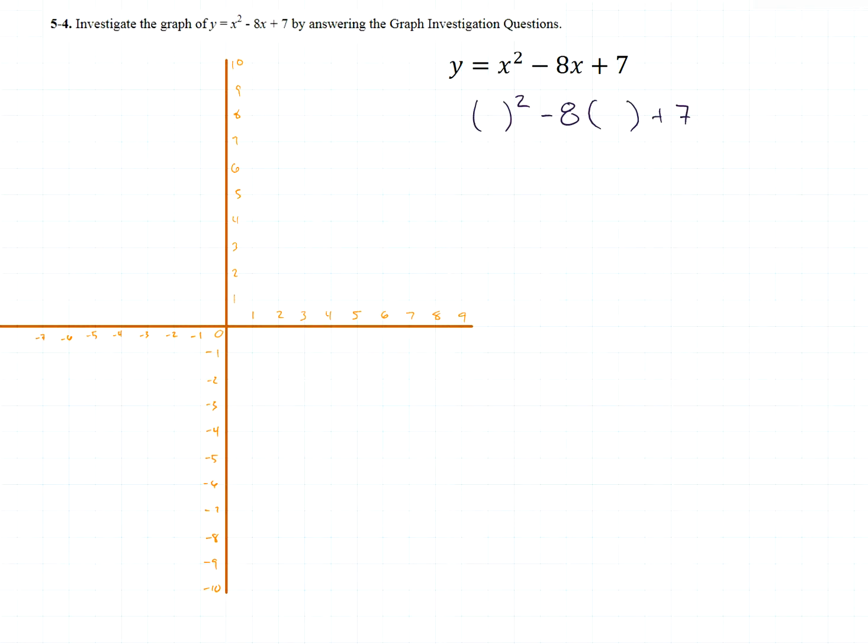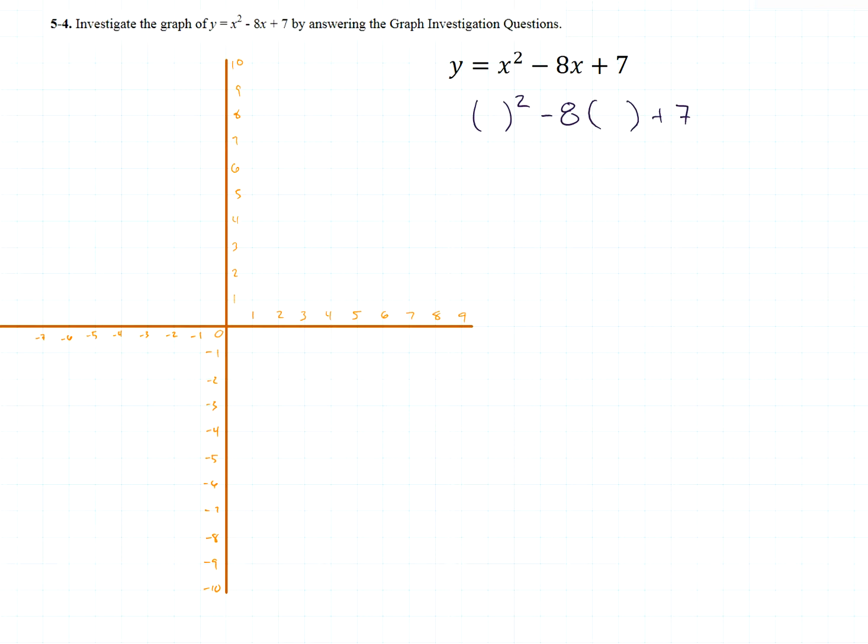Hey Math 2, this is Mr. Roberts, and as promised, I'm going to be stepping through some of the homework sets that we have in Chapter 5. This first set began at question 4 and goes all the way down to question number 9. Question 4 says, investigate the graph of y equals x squared minus 8x plus 7 by answering the graph investigation questions.